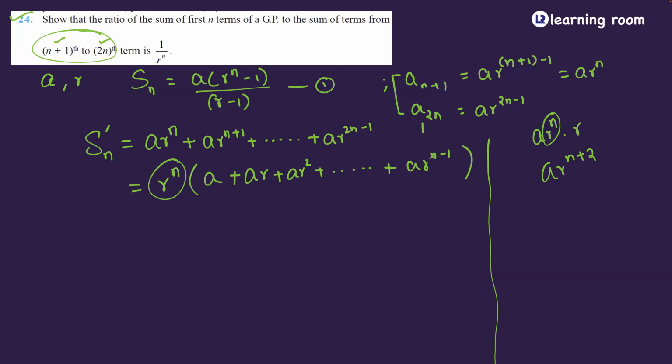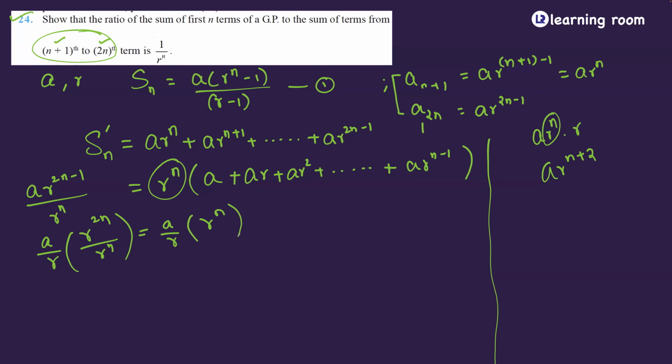I'll tell you why. See, listen. We have taken out r power n outside, right? It is a r power 2n minus 1 divided by r power n, right? So are you accepting that it is a by r into r power 2n divided by r, right? So this is going to be r power n. A by r into r power 2n minus n is going to be n. For r power 2n by r power n is r power 2n minus n. You should not cancel r power n and r power n.